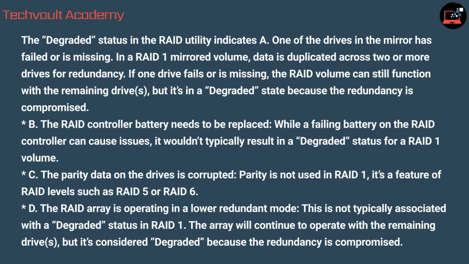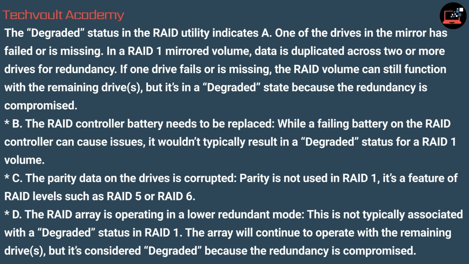The degraded status in the RAID utility indicates A. One of the drives in the mirror has failed or is missing. In a RAID 1 mirrored volume, data is duplicated across 2 or more drives for redundancy. If one drive fails or is missing, the RAID volume can still function with the remaining drives, but it's in a degraded state because the redundancy is compromised.